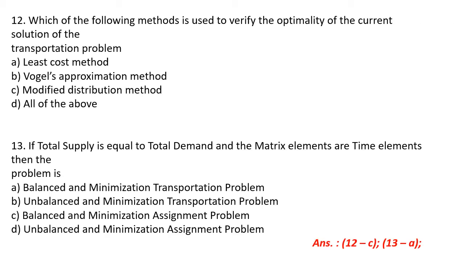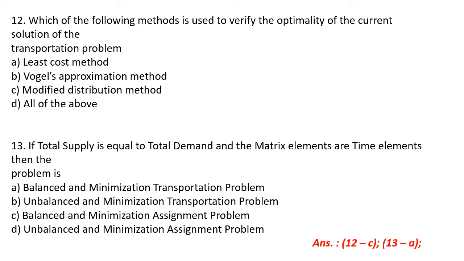12th, which of the following methods is used to verify the optimality of the current solution of the transportation problem? Option A, least cost method, option B, Vogel's approximation method, option C, modified distribution method, option D, all of the above. The correct answer is option C, modified distribution method.